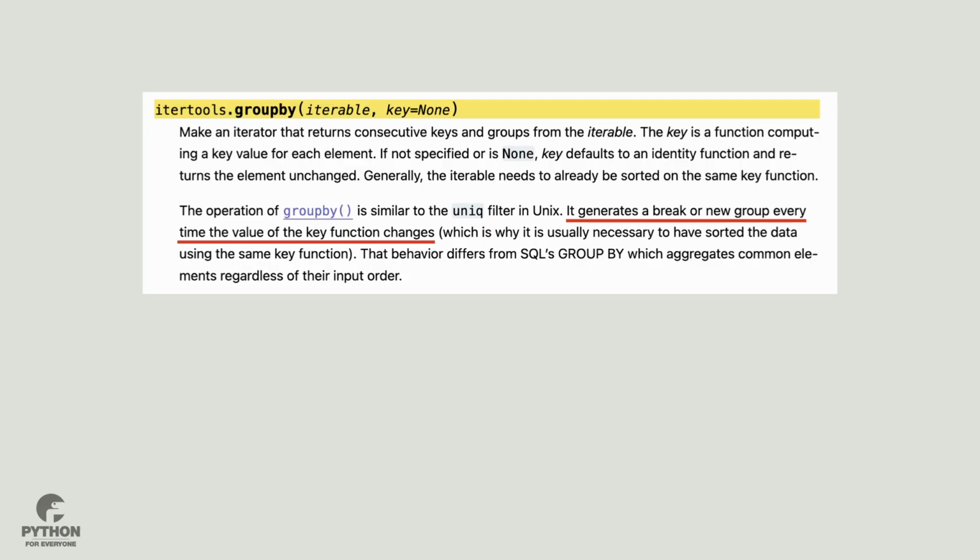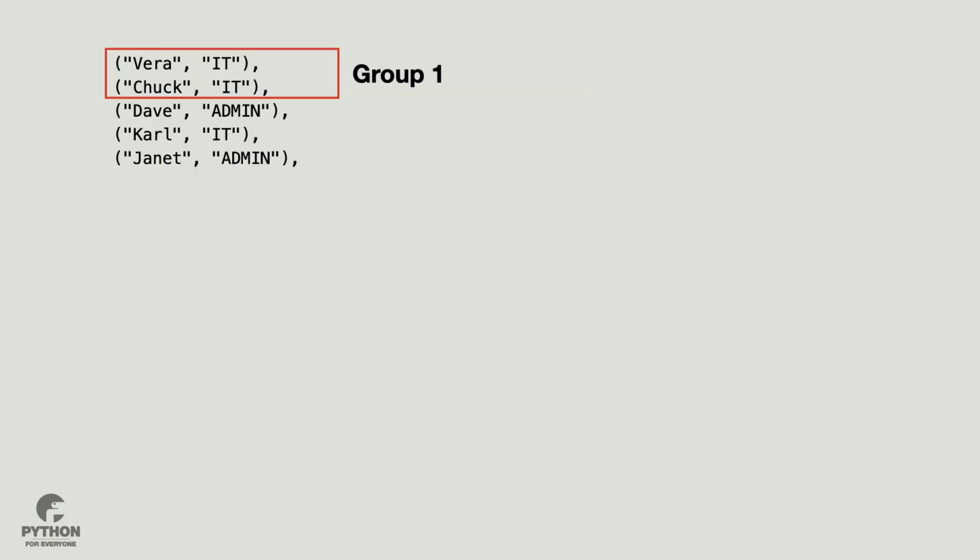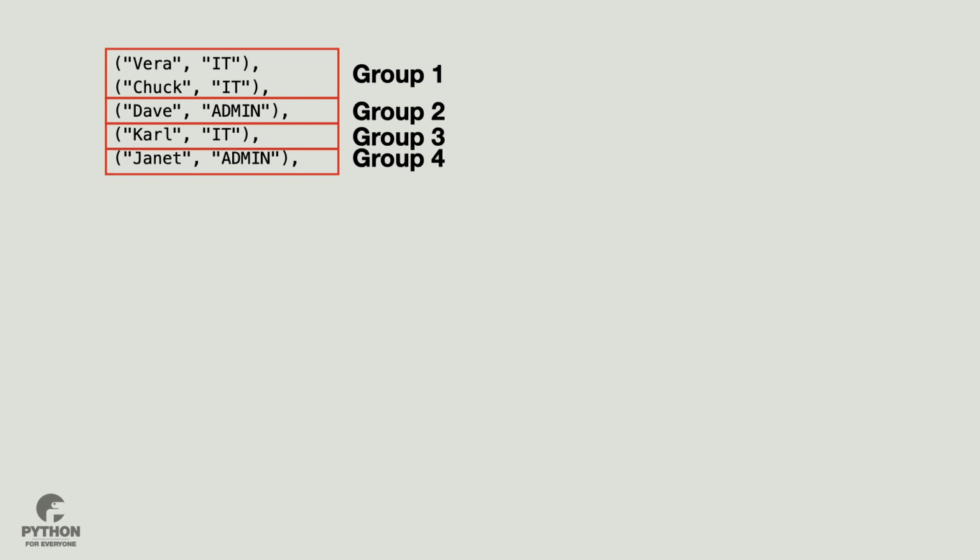The operation generates a new group every time the value of the key function changes. So yeah, it groups the first 2 names, then it creates a second group for admin, but instead of adding Carl to the first group, a new group is created. And another one for Janet. Now, I'm pretty sure this is not what you want.